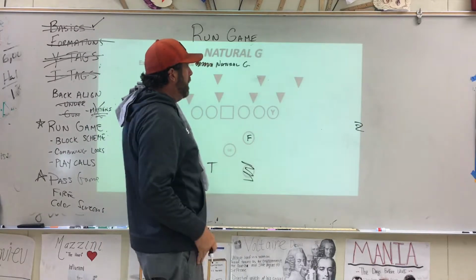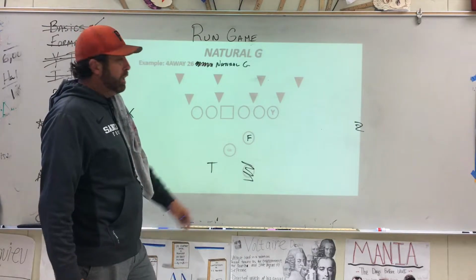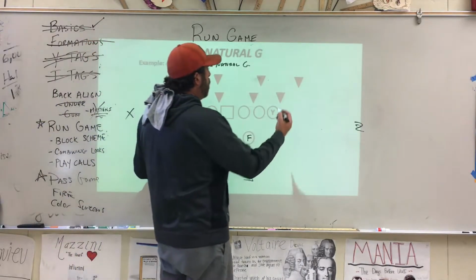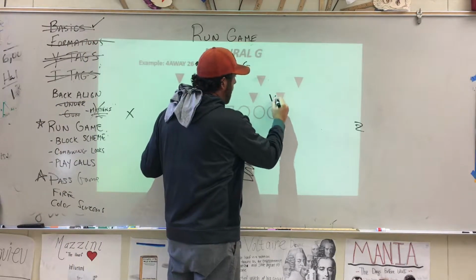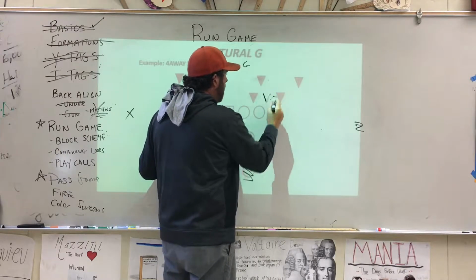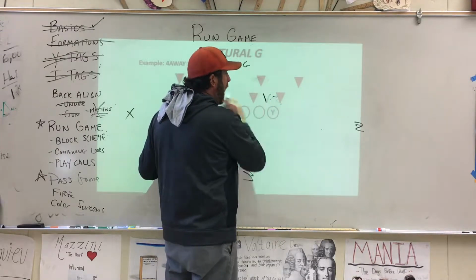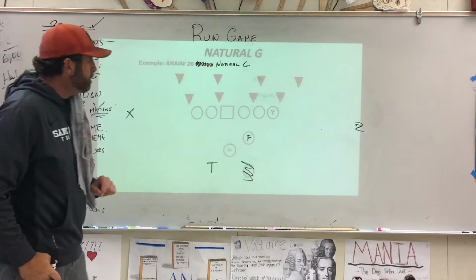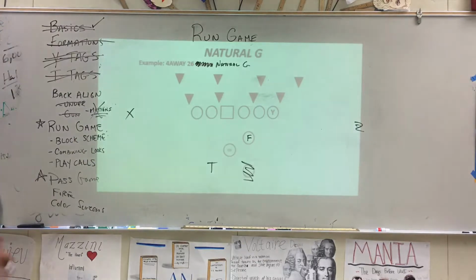The rule of thumb is we are going to kick the guy at the end of the line of scrimmage out. We don't care if he's head up, we're still going to kick him. If he's outside shade, we're going to kick him. If he comes down inside, then the Y will drive him down. But guys, I think most of the time we're going to see him head up or shaded. So in this case, 4 away, 26 natural G.